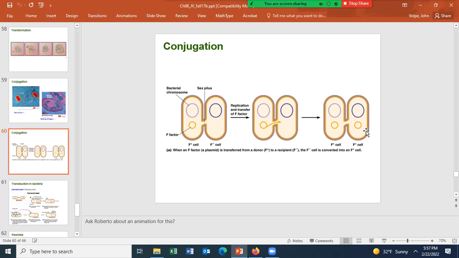Okay. And then this cell that used to be the F minus will grow a sex pilus. And then that sex pilus can skewer an F minus cell and then go through sexual conjugation again. Any questions about sexual conjugation?